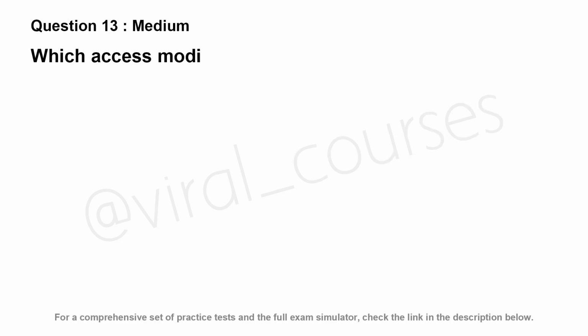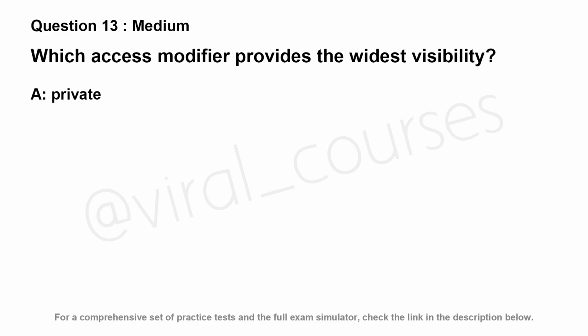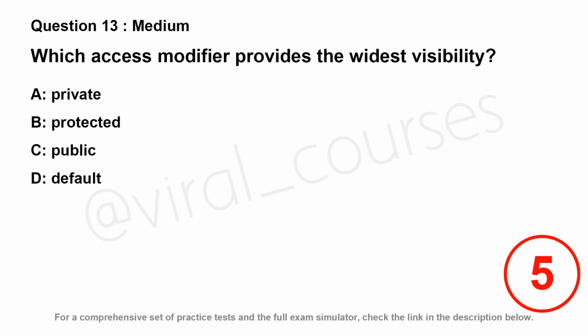Which access modifier provides the widest visibility? Option A, private. Option B, protected. Option C, public. Option D, default.